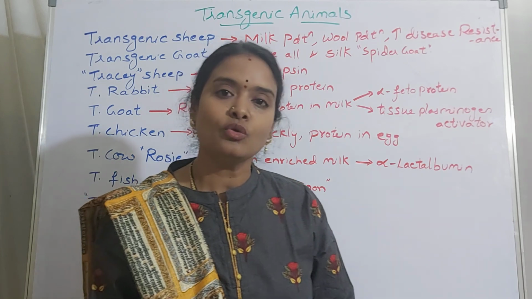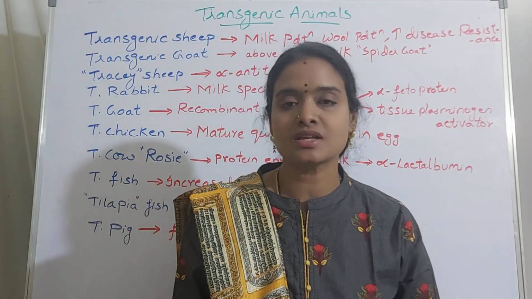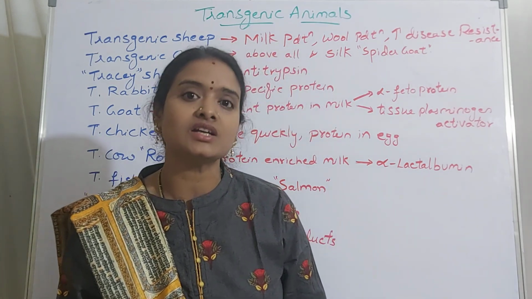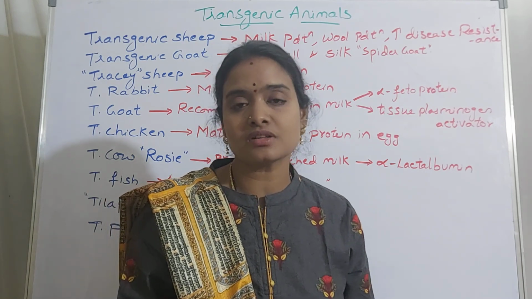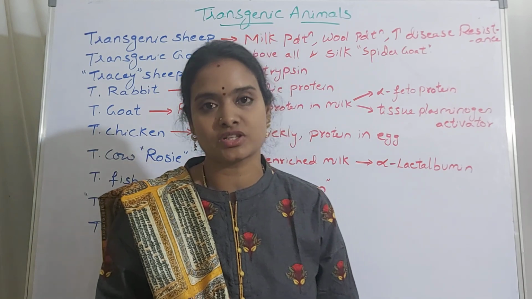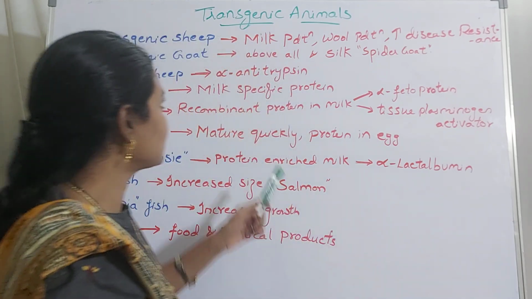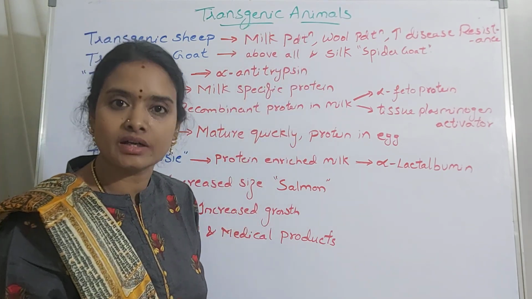So today we'll learn about transgenic animals. Transgenic animals are the animals in which we are introducing the desired gene of interest so that the gene of interest will get expressed in that animal and will result in production of desired products. Right? So here the transgenic animals are produced in order to obtain desired products.